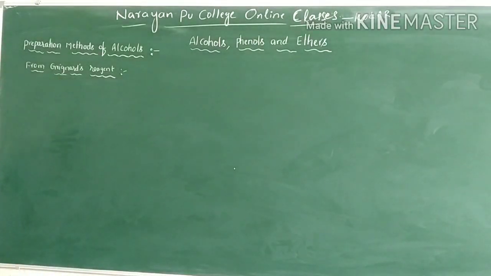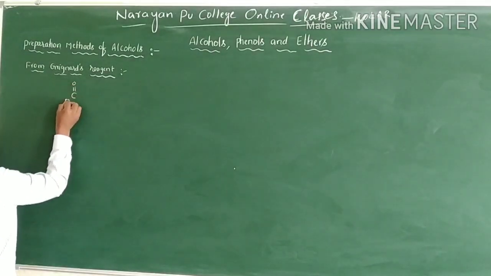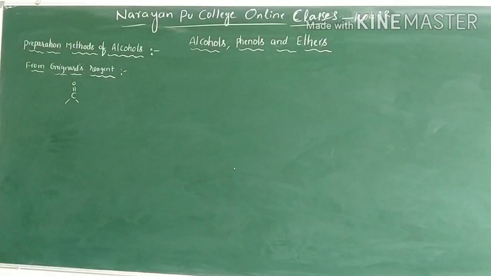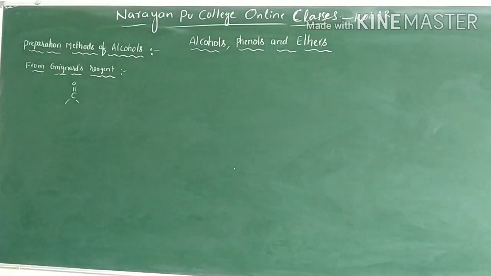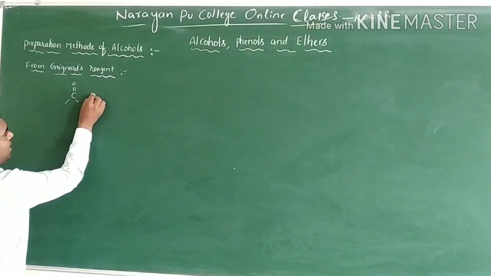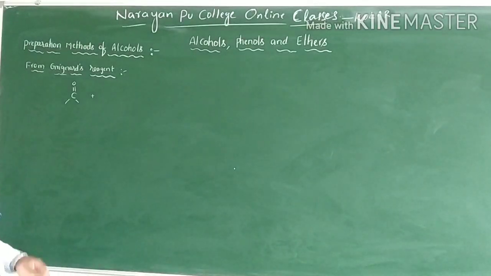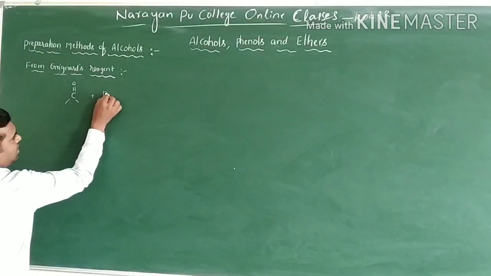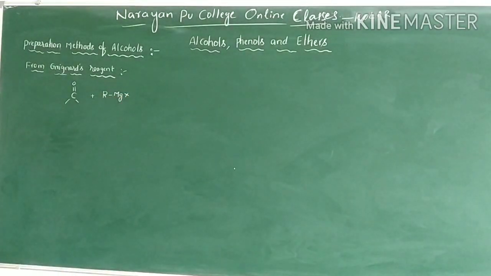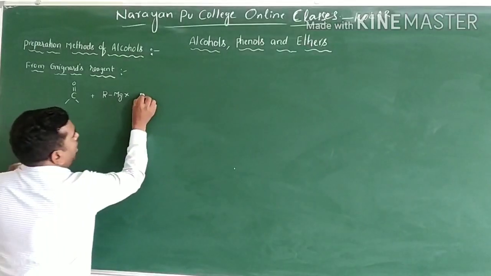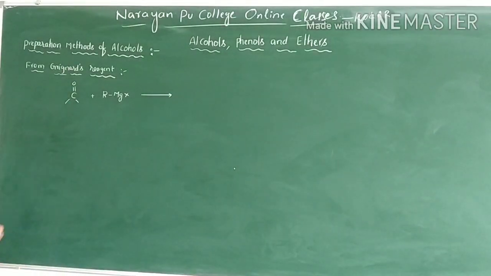the Grignard reagent. Previously I have already mentioned that carbonyl compounds are compounds containing the C=O functional group. When carbonyl compounds are reacted with a Grignard reagent, in the previous chapter we have already discussed the Grignard reagent, and the general formula for a Grignard reagent is RMgX. So the carbonyl compound can be an aldehyde or a ketone.